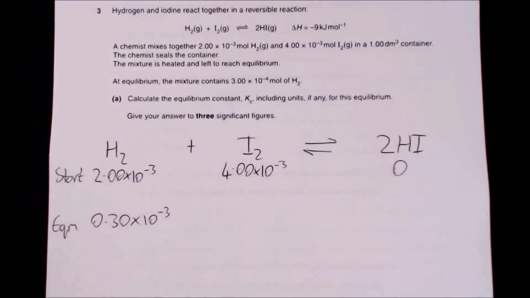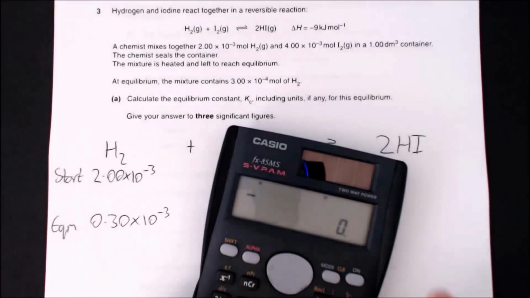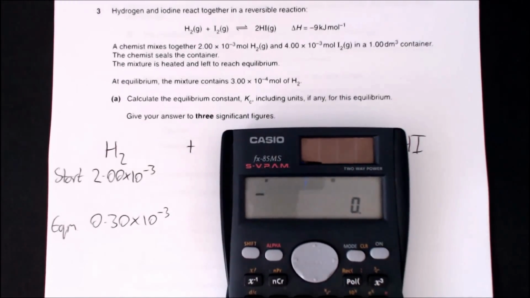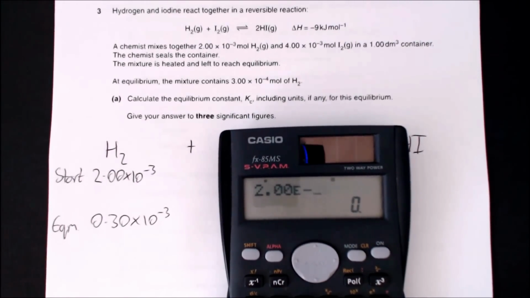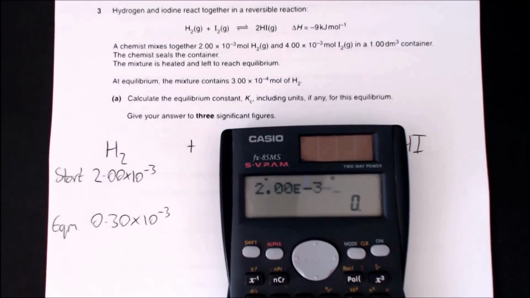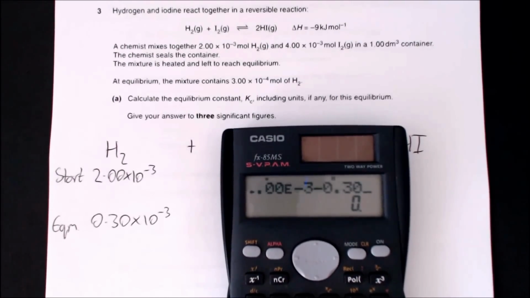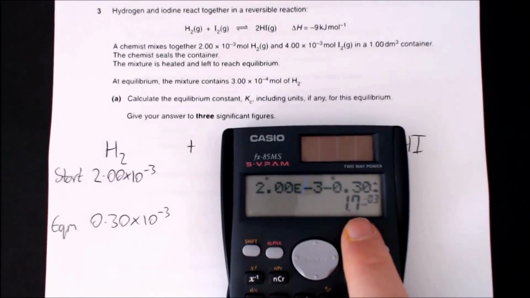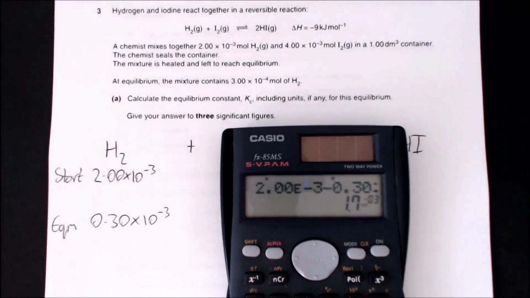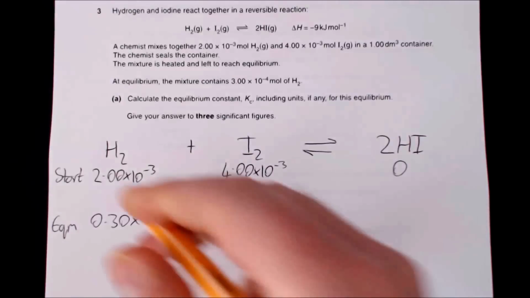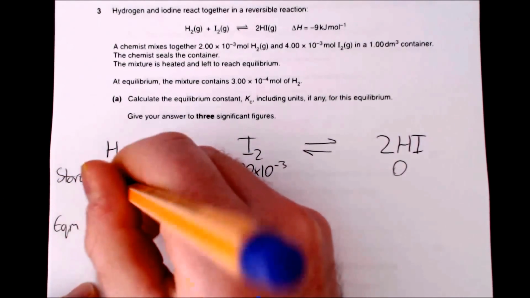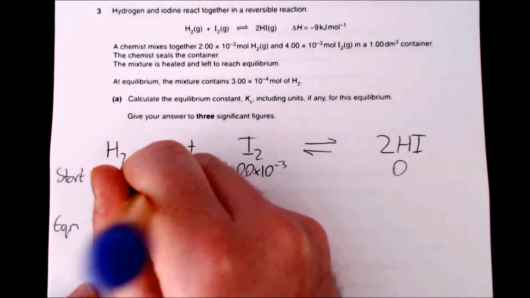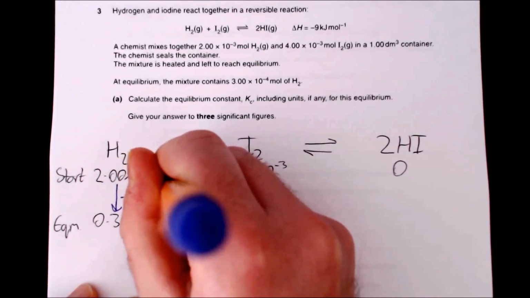This is a reactant. So all we do is pick up our calculator and put the 2 numbers in, and we're going to subtract them from each other. So we're going to put 2.00 times 10 to the minus 3, and subtract from that 0.30 times 10 to the minus 3. And we should get a drop of 1.7 times 10 to the minus 3. So we're going to put that in there. So this is a drop of 1.7 times 10 to the minus 3.